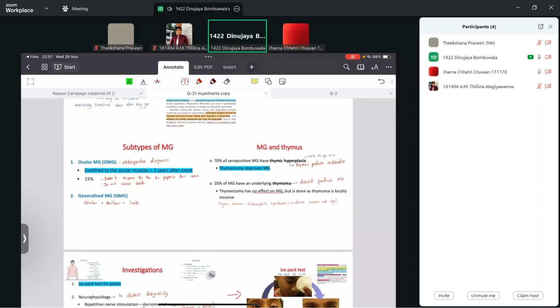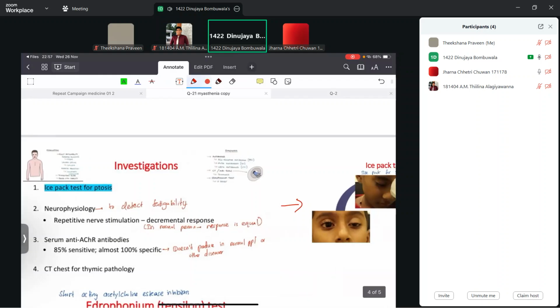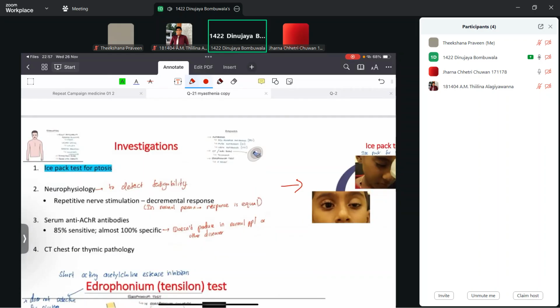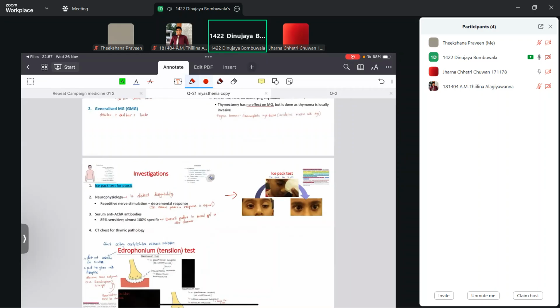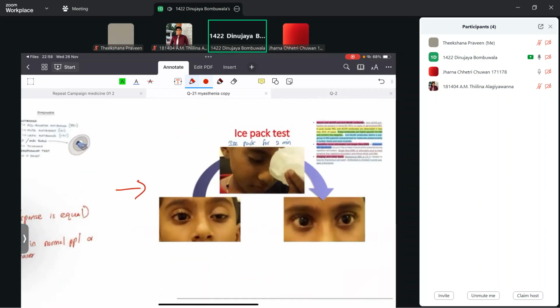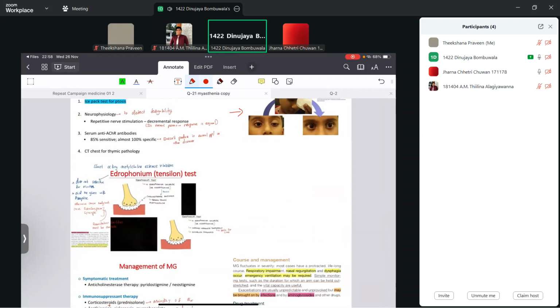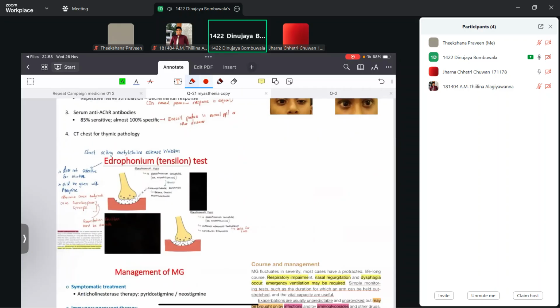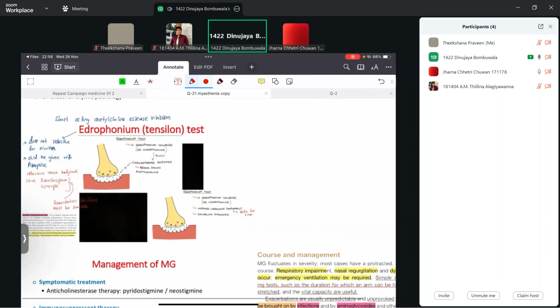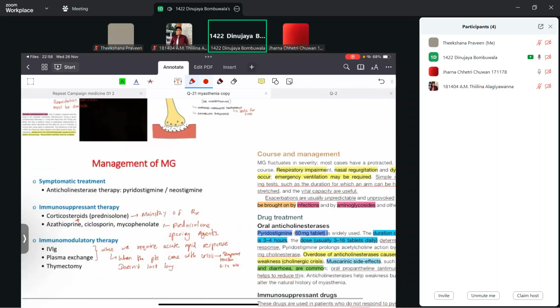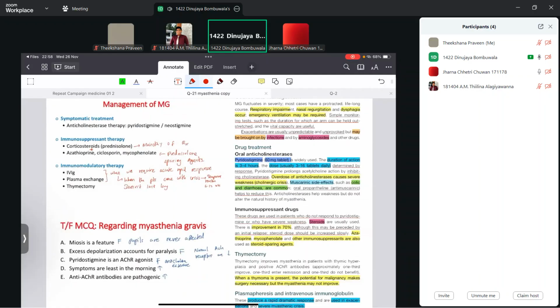Investigation-wise, the Ice Pack test can be done, along with clinical tests and neurological tests like nerve conduction studies. Acetylcholine receptor antibody levels can also be done. The troponin test we don't do currently. Management we talked about already. And look at this one: miosis is a feature.